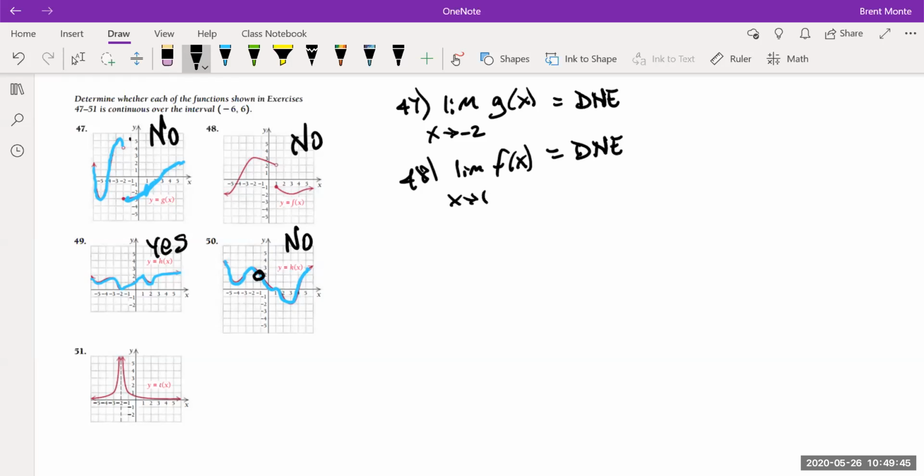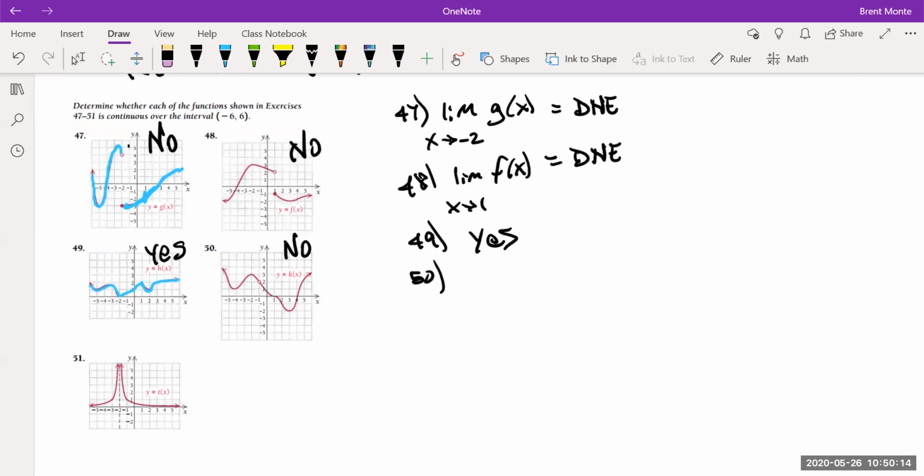So let's see. So 49, we just said yes, but 50, why not? The limit exists. That limit as x approaches -1, I think that was a -1. Let's erase all this. Yeah, the limit as x approaches -1 did exist. It was 2. The function value didn't exist, though. So if I tried to do f of -1, there's no value there. So this doesn't exist because f of -1 does not exist.